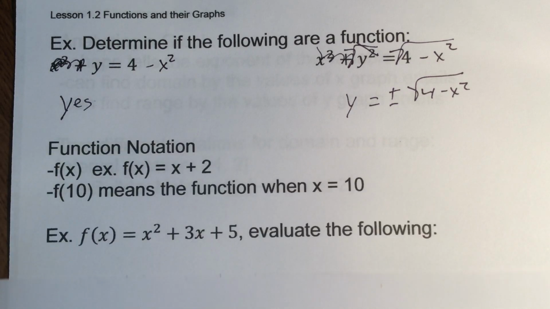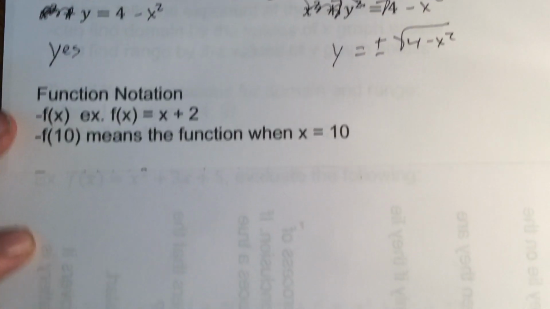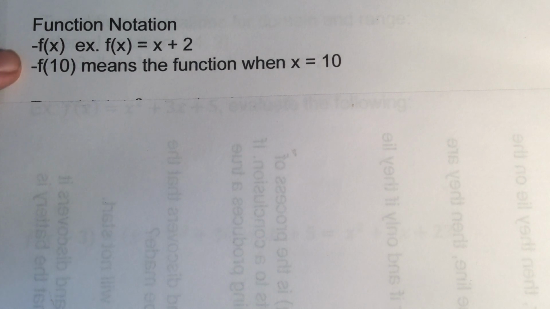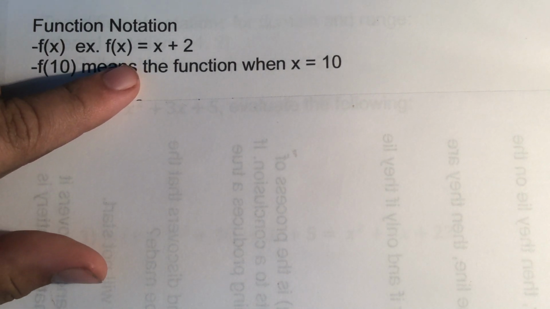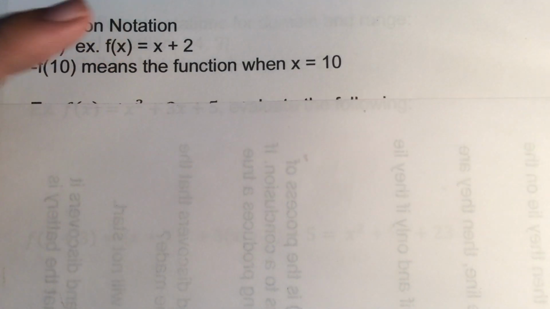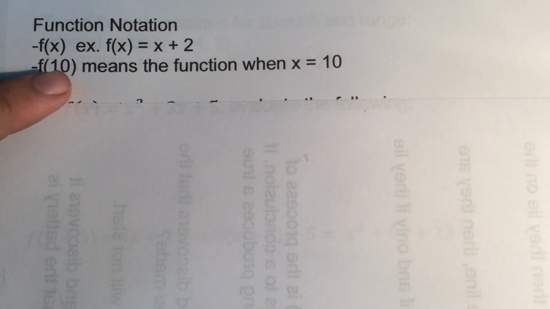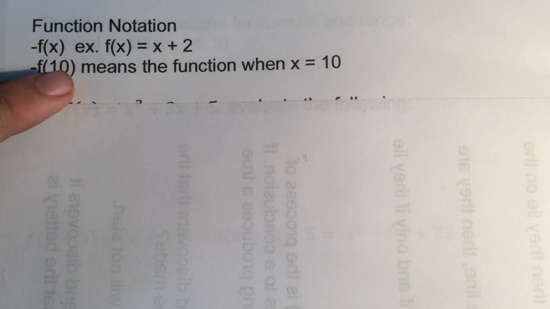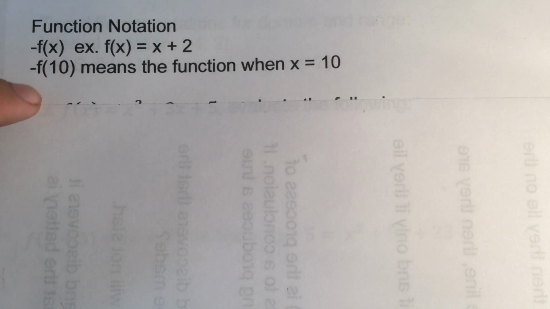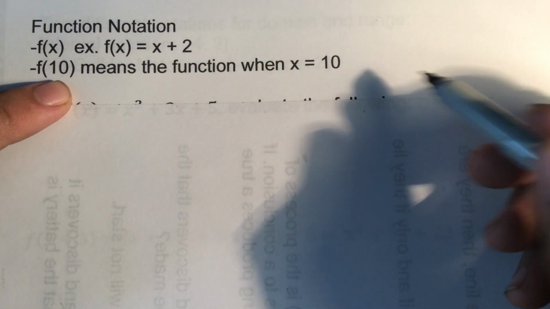Okay? Now, a lot of times we'll use function notation, which is f of x instead of y equals. So an example would be f of x equals x plus 2 instead of having y equals x plus 2. Now, whatever's in these parentheses is whatever x is going to equal. So f of 10 in this case would be x equals 10.